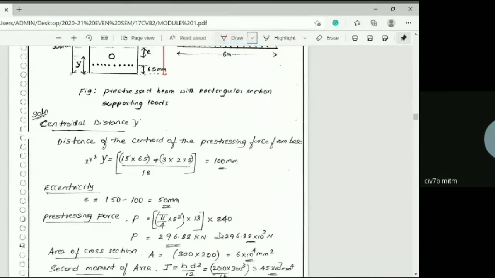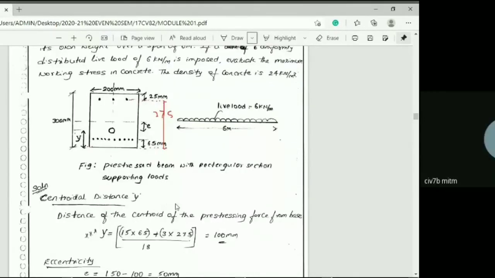Please check the answer. Anybody? Okay, from the bottom it is 100 millimeter. I think you got the right answer. Anybody worked it in the calculator? Yes, sir. Yes, correct.